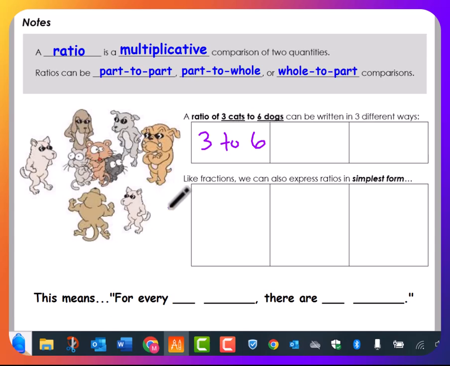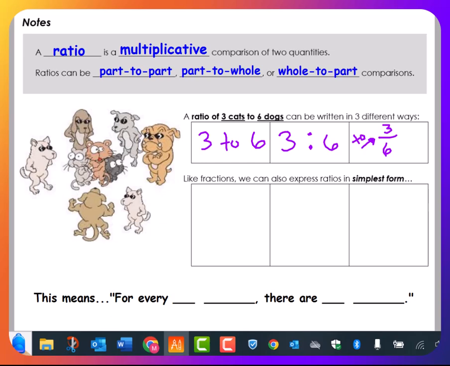That's one way. The other way is to replace the word to with a colon, but we still read it as 3 to 6. It's just instead of writing the word to, we replace it with a colon. And then the third way is to write it in fraction form, 3 to 6, where this fraction bar represents the word to. It replaces the word to. So these are the 3 ways that you can write ratios. You can write it using the word to, using the colon, or putting it in fraction form.